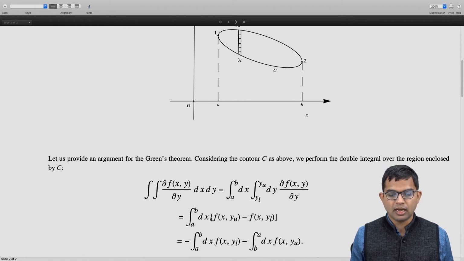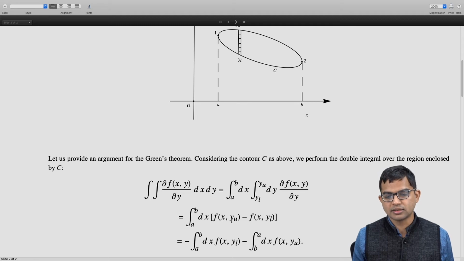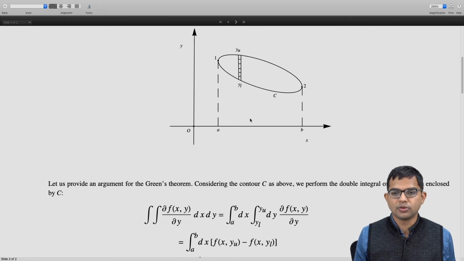from a to b. I can also rewrite this as minus a to b dx. So I bring in the second term first, and there is a minus sign, so minus a to b dx f(x, y_L), and then instead of just writing it as from a to b, I write it from b to a for the upper curve, right? The reason I do that is because it makes sense to go from b to a when I'm considering the upper curve, f(x, y_U). So if you go from b to a, that means you're traversing along this direction.